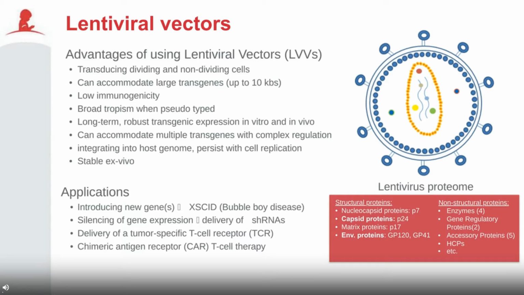Other applications include silencing of gene expression using the delivery of short hairpin RNAs, delivery of tumor-specific T-cell receptors so that you can have your immune system go after tumor-specific antigens, and also the delivery of chimeric antigen receptors, where you're stably transfecting the T cells and targeting the tumors via these chimeric antigen receptors on the T cells, which will allow them to recognize the tumor cells.